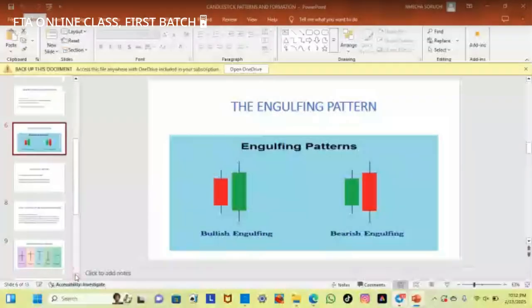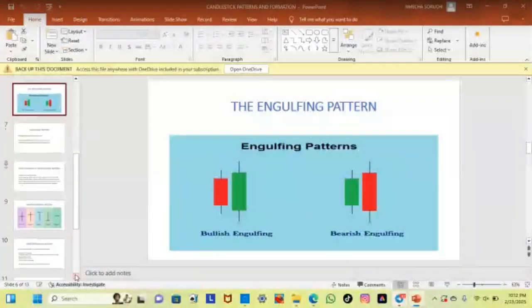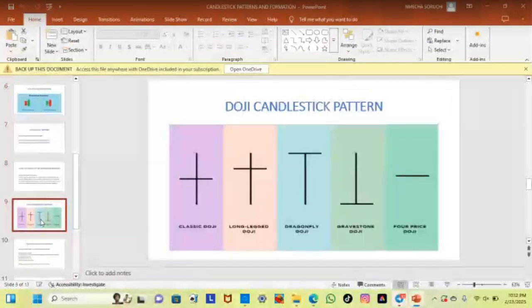So the bullish engulfing candle indicates a bullish reversal, while the bearish engulfing candle indicates a bearish reversal. So the next one here is the doji candlesticks.